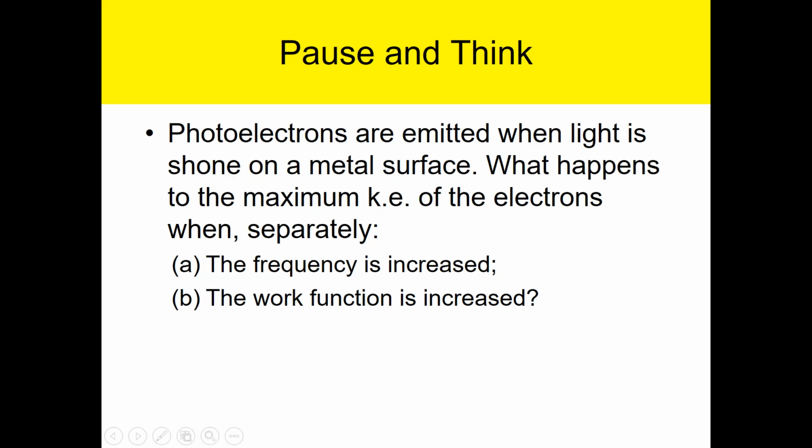Well done. Right. Part B. What happens to the maximum KE of electrons when the work function is increased? How do you increase the work function of a metal? You change the metal, right? That's one way. We replace sodium with platinum, for example. 30 seconds, discuss with your friends left and right. See if you all get the same answer.